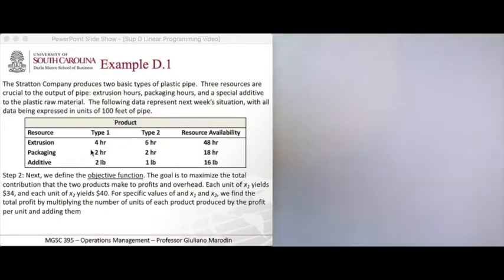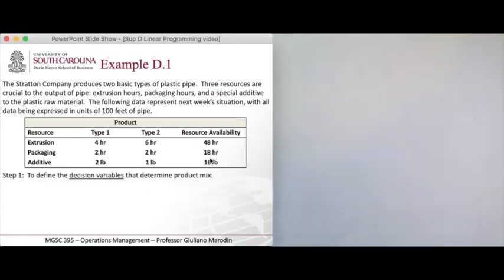You have packaging, that's the other one. So type 1 product takes 4 hours of extrusion, 2 hours of packaging, and 2 pounds of additives. Then you have the data for type 2, and you have total resource availability. So I only have 48 hours of extrusion, and I only have 18 hours of packaging. Oops, I jumped one. So the first thing is going to be to decide what my decision variables are, right?